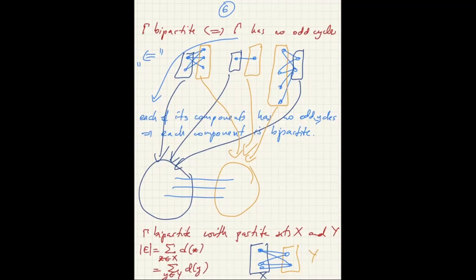And how do you do that? Well, you can prove this by counting. For X, for example, count ordered pairs (x, e), where x is in X, e is an edge, and x is contained in e. And the key thing here is that for any edge e, one of its endpoints is going to be in X, and the other one obviously in Y. So if you do this double count, you can get this result. Okay.